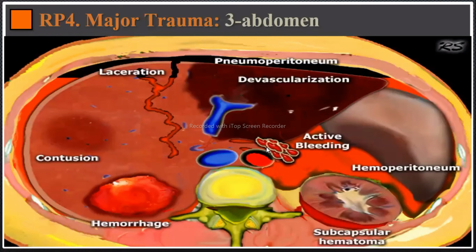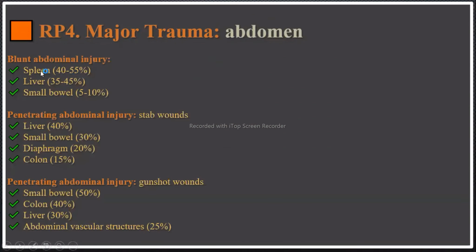Regarding the abdomen, the most important thing, you have to check the scenario. Is it blunt or penetrating? If blunt, you think about what? Splenic rupture. If penetrating, liver. Excellent. So here, if blunt abdominal injury, the most common is spleen. If penetrating abdominal injury and stab wound, think about liver. If penetrating but gunshot wounds, think about small bowel.